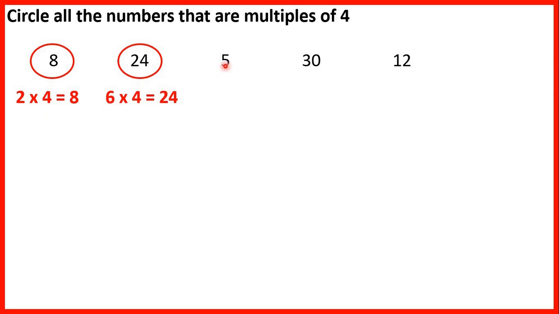5 is not a multiple of 4 because that's not in the 4 times table, and if we divide 5 by 4 we get 1 remainder 1, so we get a remainder. And 30 is not a multiple of 4 because that's not in the 4 times table either. But 12 is a multiple of 4 because 3 times 4 is 12.